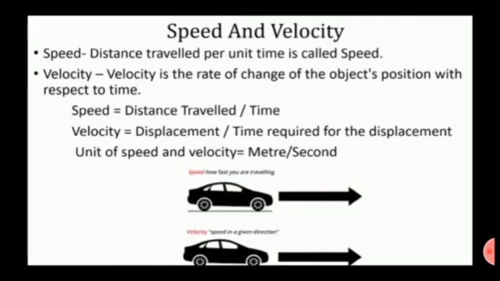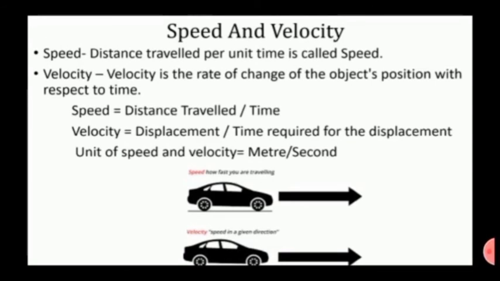Speed and velocity. Speed, distance traveled per unit time, is called speed. Velocity is the rate of change of the object's position with respect to time. Speed is equal to distance traveled upon time. Velocity is equal to displacement upon time required for the displacement. The unit of speed and velocity is meter per second. Speed, being a scalar quantity, is the rate at which an object covers distance. The average speed is the distance per time ratio.